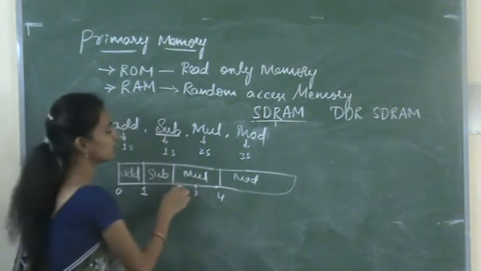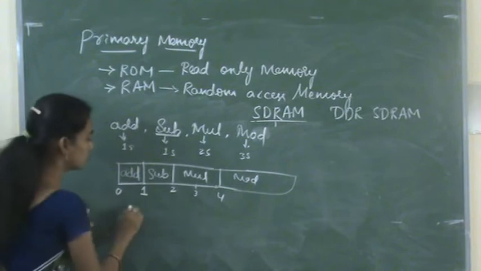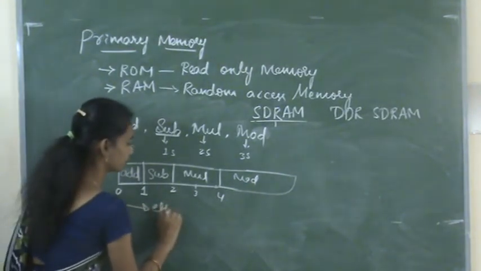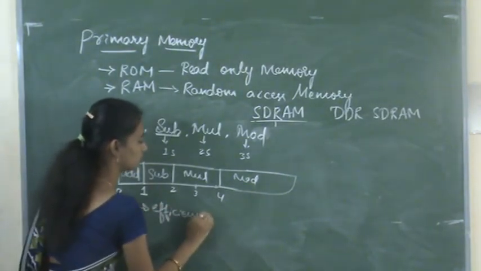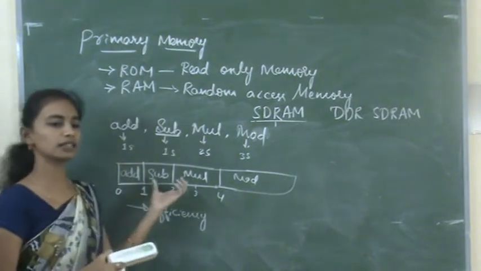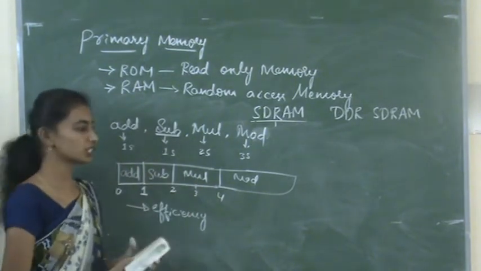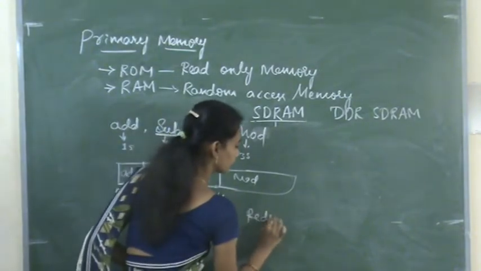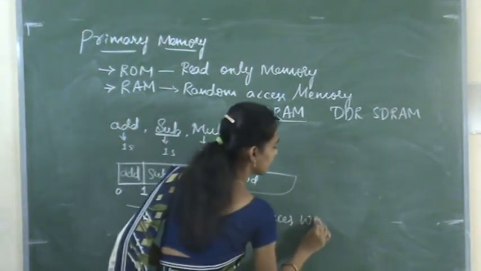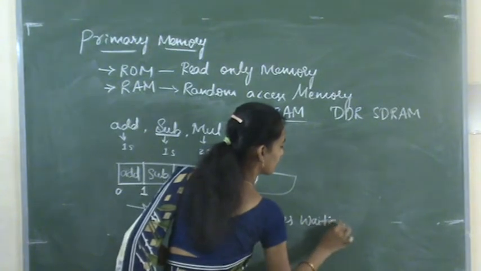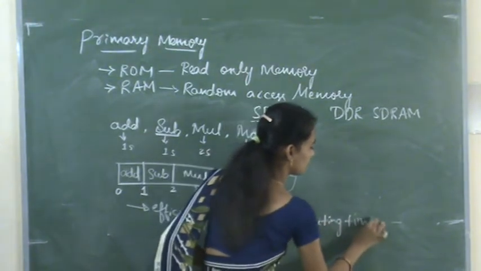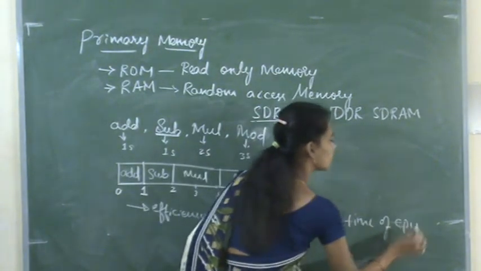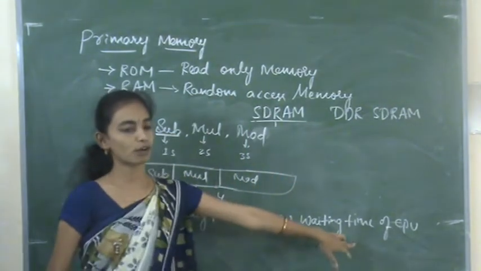So if it is keeping data like that, it is more efficient. By doing it like this it is more efficient and it reduces the waiting time of the CPU.